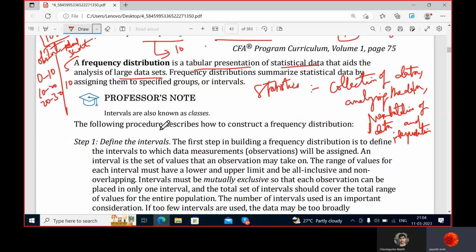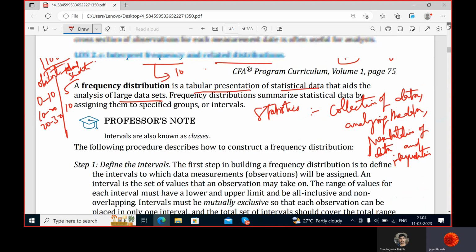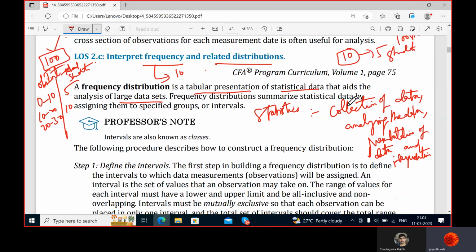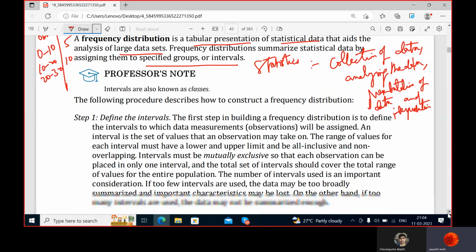So what they have explained here is that a frequency distribution summarizes statistical data by assigning them to specified groups or intervals, which I did here for you. That was the example. First, we will not go through all these steps because we can directly and practically do the question here and understand. But we will remember the steps.